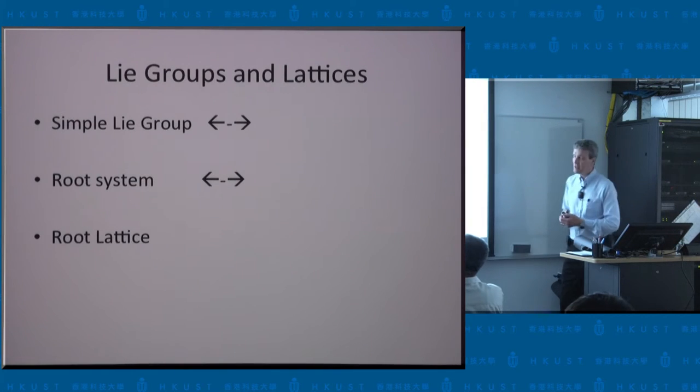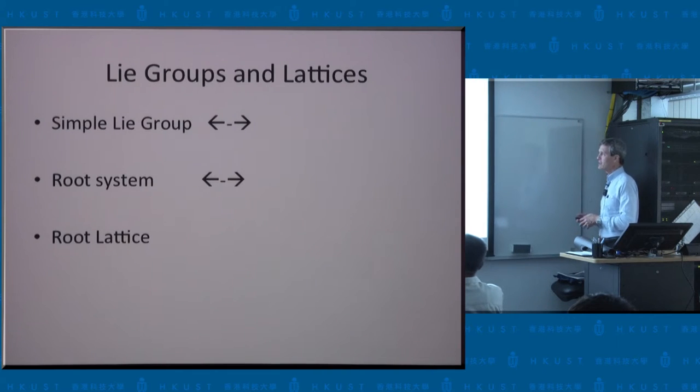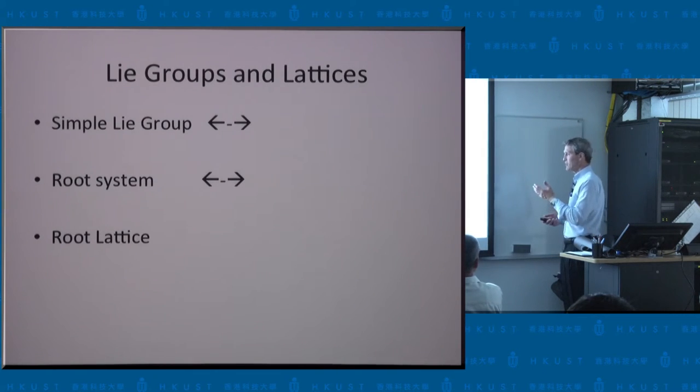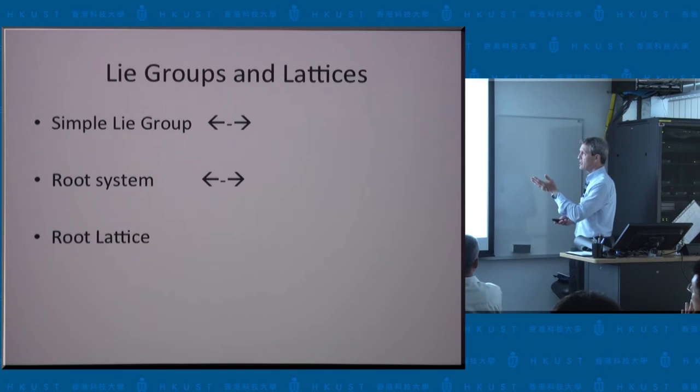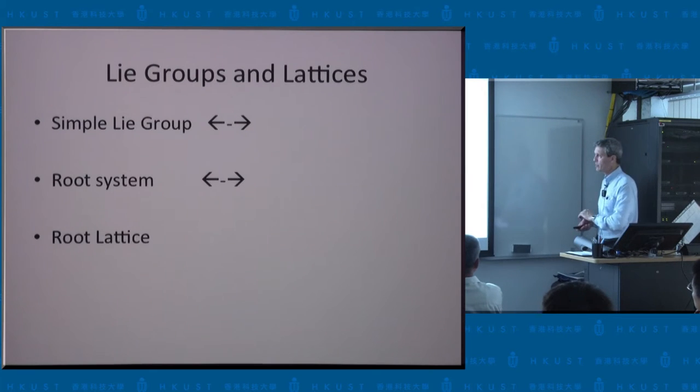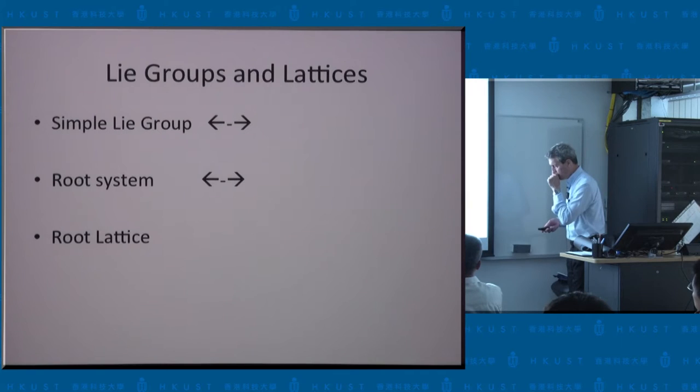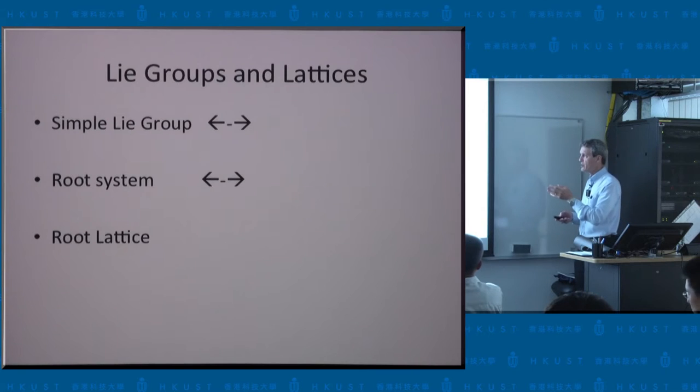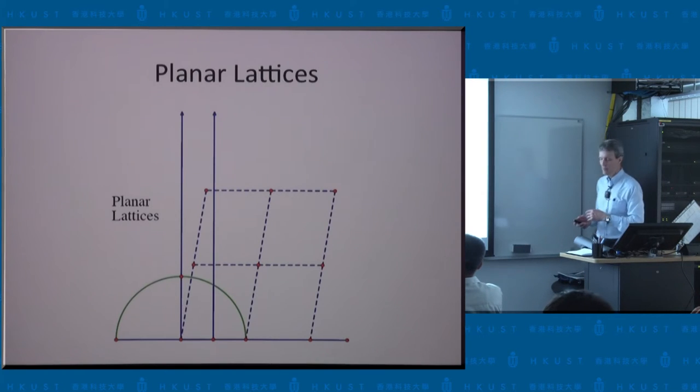So it turns out that to understand the theory of groups turns out to be very intimately connected with the geometry of lattices. And in particular, the connection goes like this: if you have a simple Lie group, its structure is controlled by a system of combinatorial data called the root system. And the root system is really best regarded as belonging to a certain lattice called the root lattice. So I want to talk about this group lattice connection a little bit.